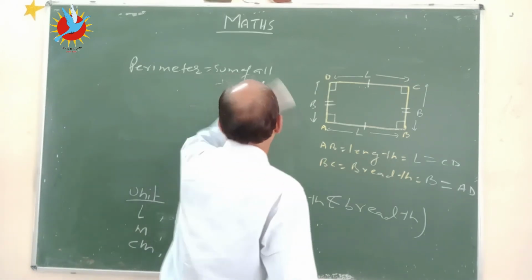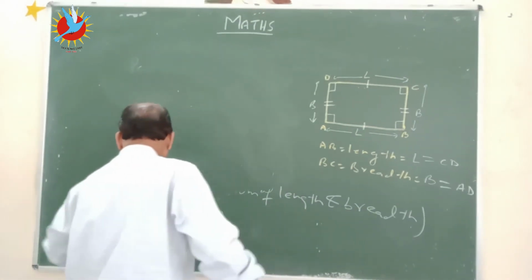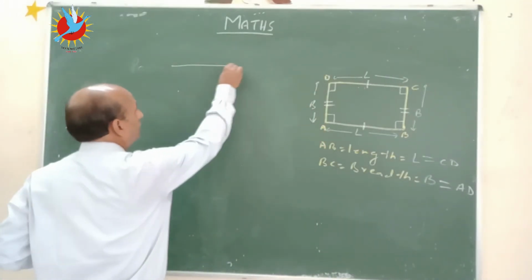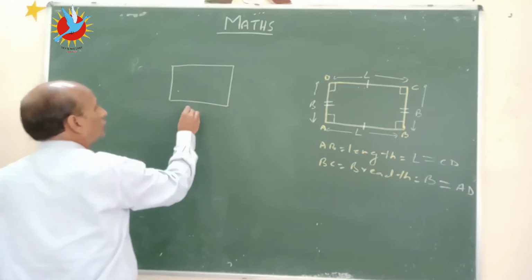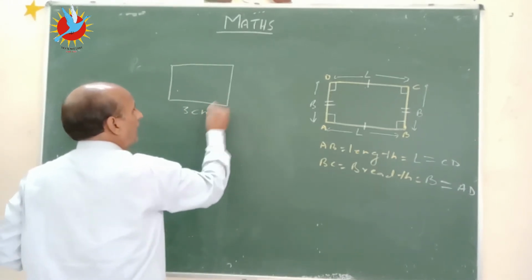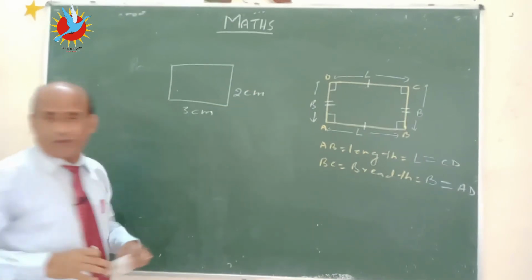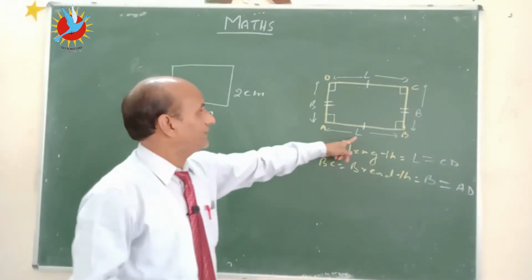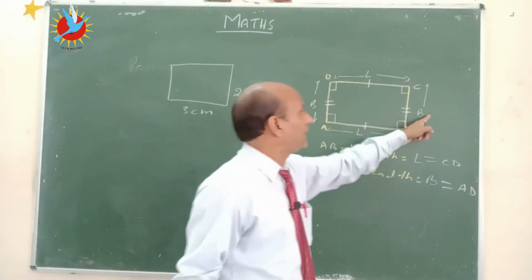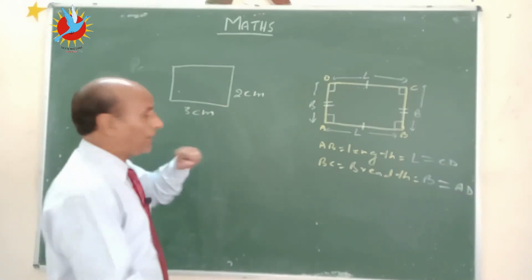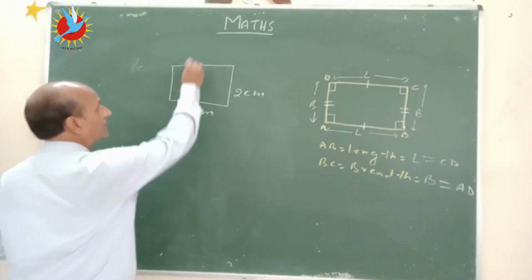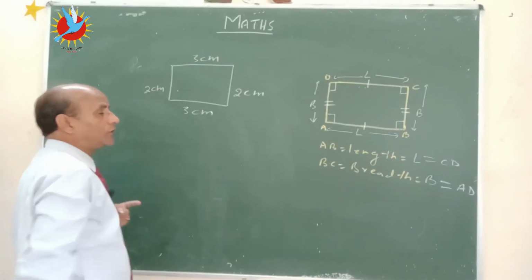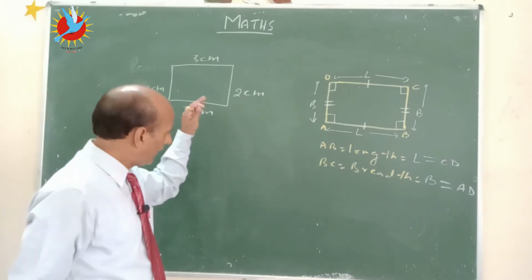Let us take one example: how to find the perimeter of a rectangle whose length is 3 centimeters and width is 2 centimeters. Now first let us see what is equal. Here this L is given as 3 centimeters and B is given as 2 centimeters. So opposite sides are equal. It means this is 3 centimeters, then this is also 3 centimeters, and if this is 2 centimeters, then this is also 2 centimeters. So you can use any one formula.